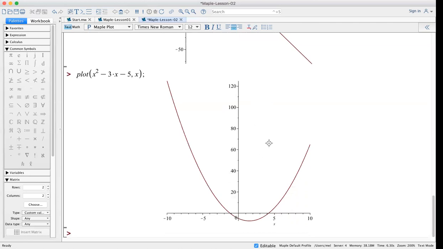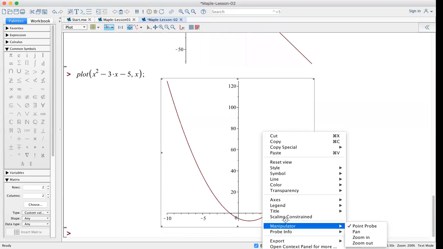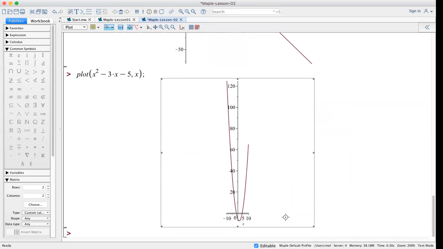If I take my parabola and I want to draw it to scale, that's what it looks like. It's very different.